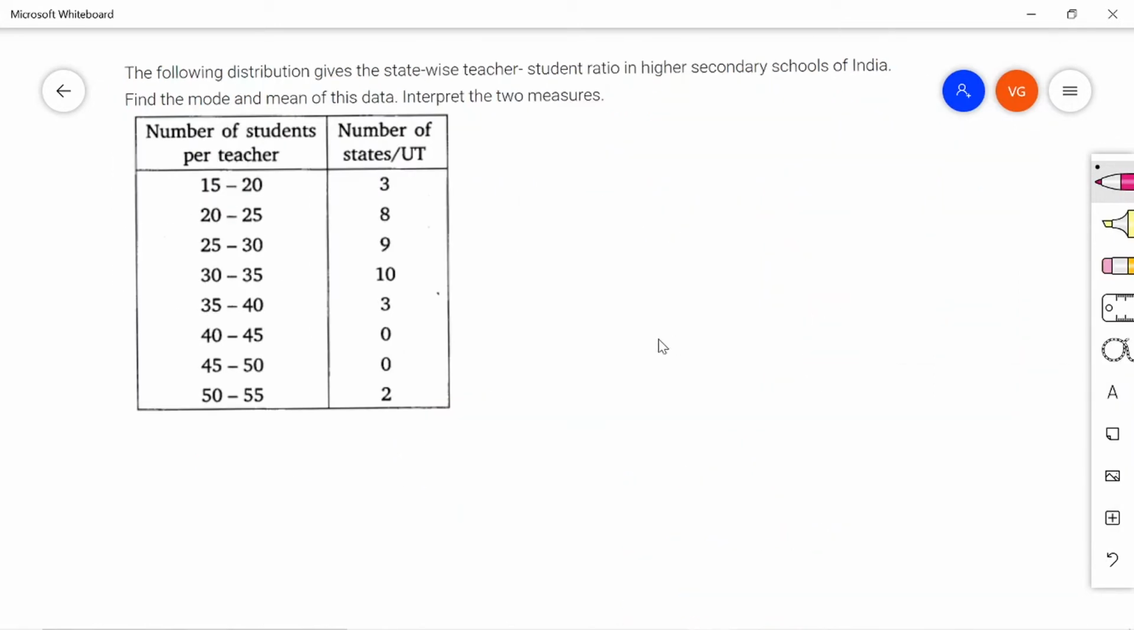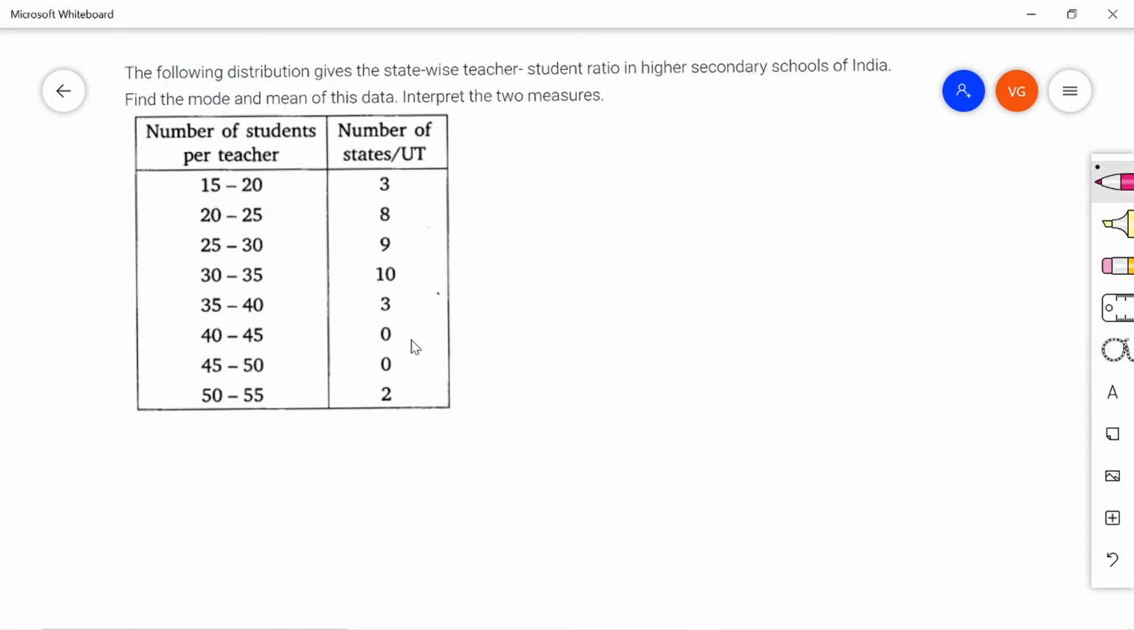Problem number 4 is like this. The following distribution gives the state-wise teacher-student ratio in higher secondary schools of India. Find the mode and mean of this data. Interpret the two measures. Right. So this is the given data. So you are given with the class interval and also the frequency of each class.